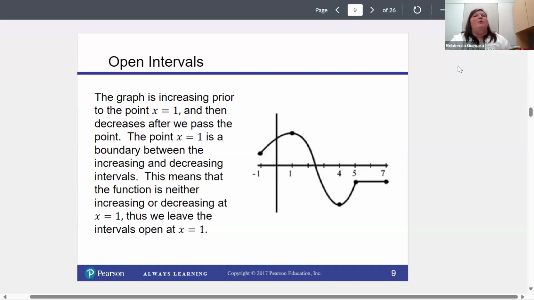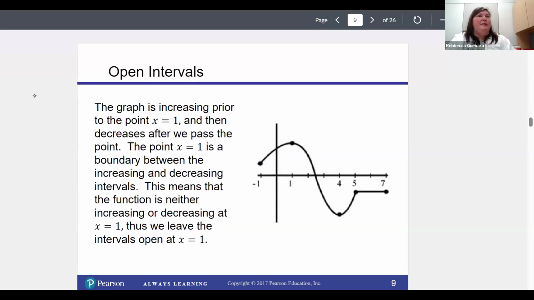So just to explain why we're talking about open intervals, we're using that same graph. If we look at this point here, this is x equals 1. On one side we're increasing, and on the other side of this point we're decreasing. So the problem is that I don't know what to say x equals 1 is part of. Is it part of the increasing? Is it part of the decreasing? Because it's the border between both of them.